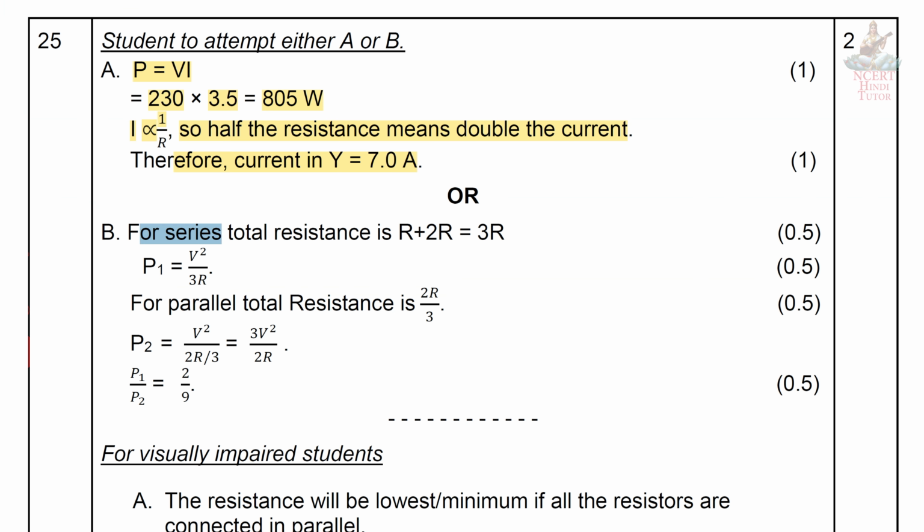Answer. For series, total resistance is R plus 2R, which is equal to 3R. P1 is equal to V square divided by 3R. For parallel, total resistance is 2R divided by 3. P2 is equal to V square divided by (2R divided by 3), which is equal to 3V square divided by 2R. So P1 divided by P2 is equal to 2 by 9. So this is the ratio of P1 to P2.